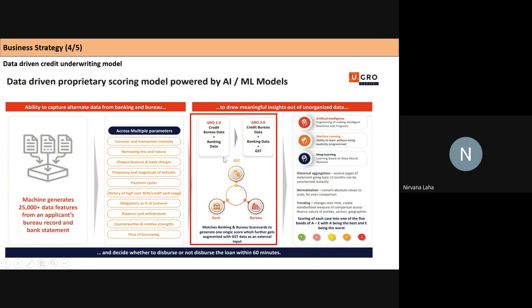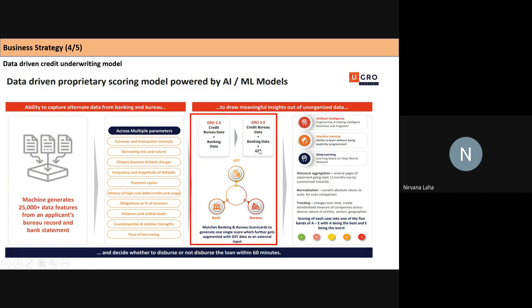The backend engine will throw out a yes, no result to a credit officer. Then the credit officer has the additional discretion to lend or not lend. Even if the credit model says, go ahead, lend, the credit officer can still refuse the loan. So right now they are at GROW 2.0. They want to move to GROW 3.0. And I think in Q4 of this year, they will move to GROW 3.0.